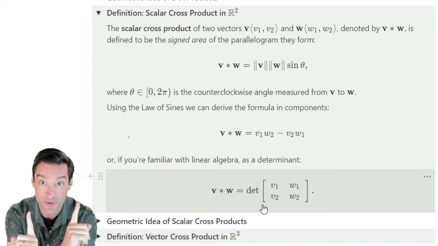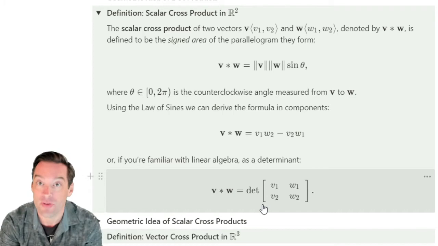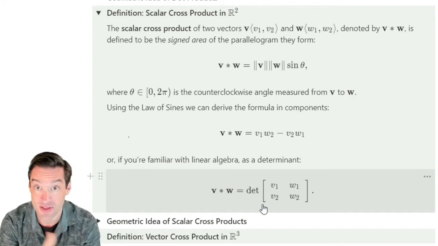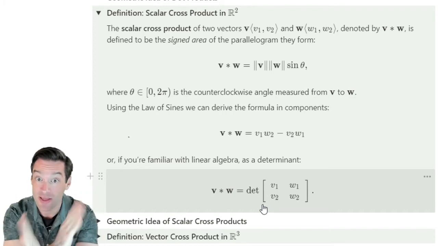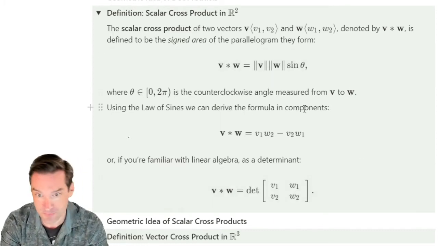So if I swap v with w, I'm going to change the sign, S-I-G-N, sign, of the value of the cross product. It's going to go from positive to negative or vice versa if I trade places with these two vectors. That's what determinants do. That's also what cross products do.